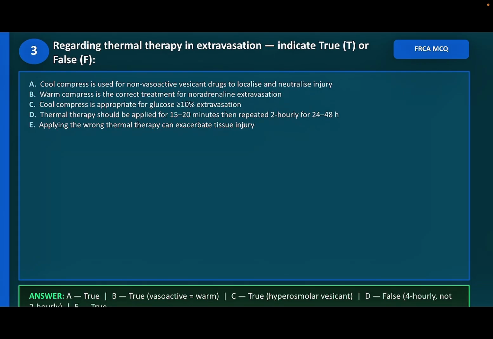Thermal therapy. Cool compress is used for non-vasoactive vesicants to localize and neutralize the injury. Warm compress is the correct treatment for noradrenaline extravasation. Cool compress is appropriate for glucose more than 10% extravasation. Thermal therapy should be applied for 15 to 20 minutes, then repeated 2 hourly for 24 to 48 hours. Applying the wrong thermal therapy can exacerbate tissue injury.